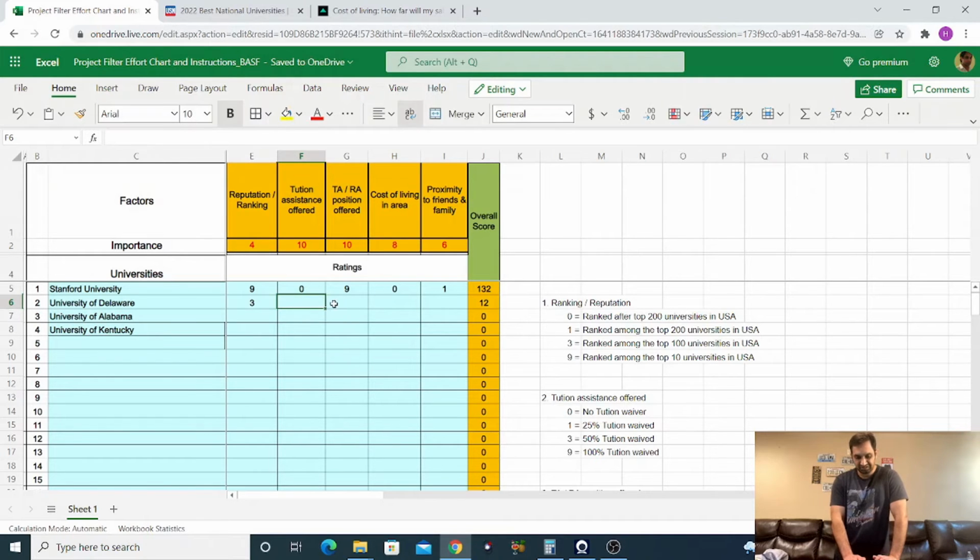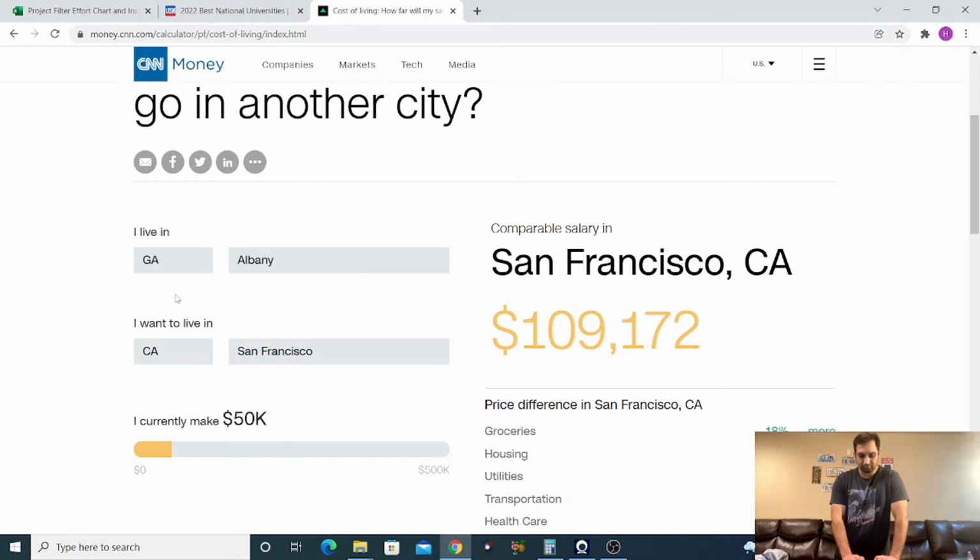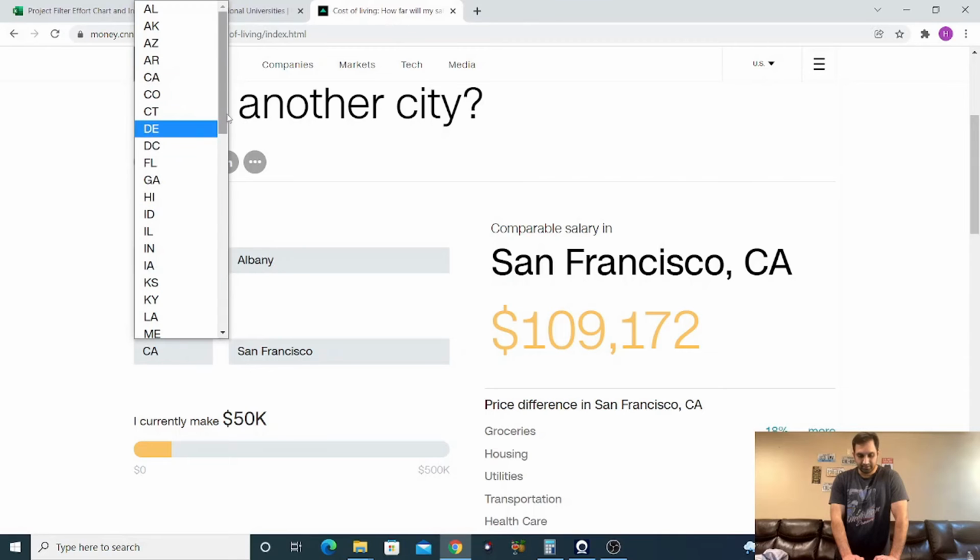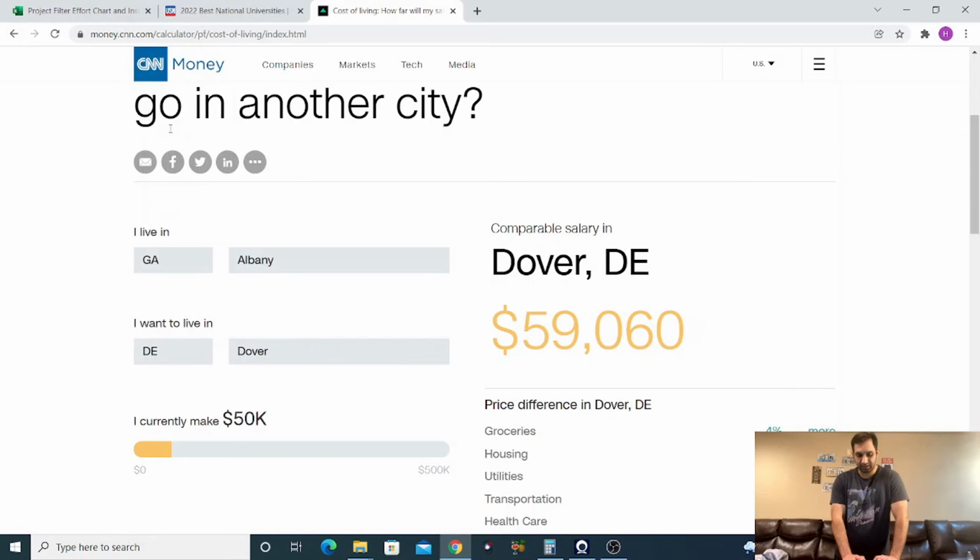And then tuition assistance. Let's say tuition assistance is not offered. I got a teaching assistantship here, so I put a 9 here. Cost of living, again, keep your current location the same, so you're using the same baseline. And then here, select DE for Delaware, and then Dover. University of Delaware is close to Dover. Dover is the capital of Delaware.